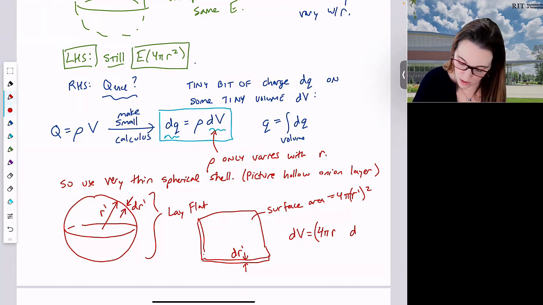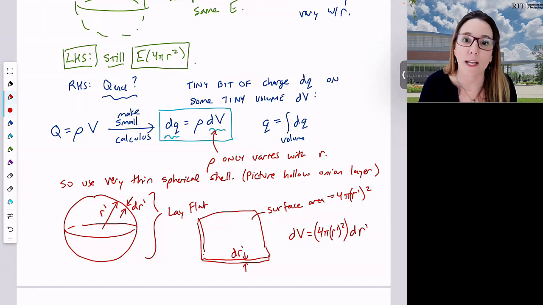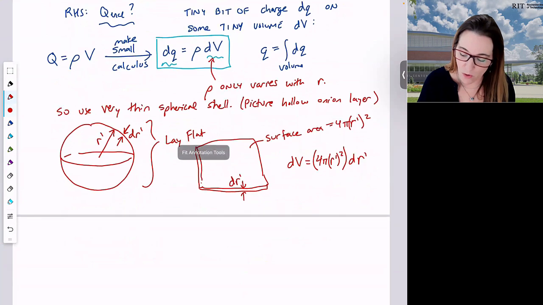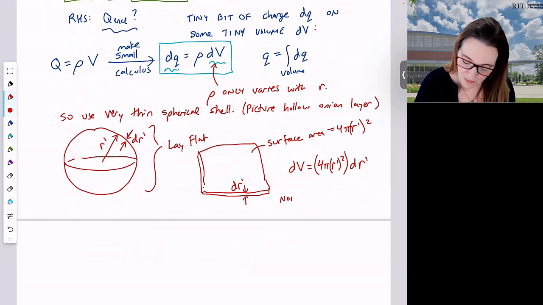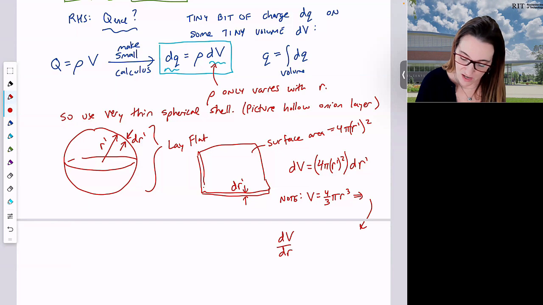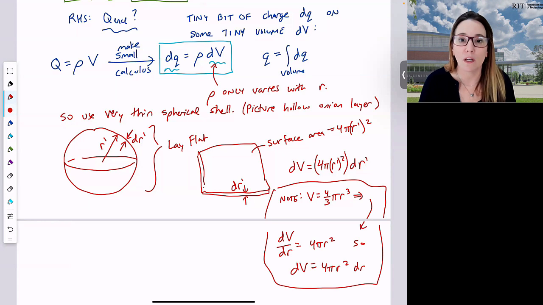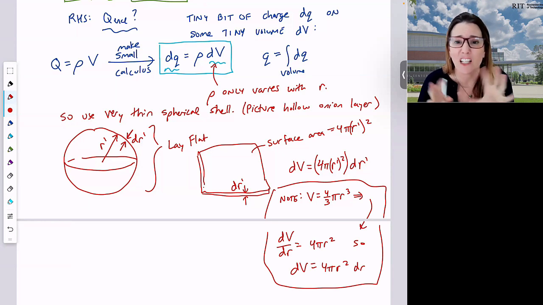And so 4 pi r prime squared times dr prime. And so that's the tiny bit of volume that I can use from this. Some people also like to derive that because we can say that volume equals 4/3 pi r cubed. And so you can then get that dV/dr is equal to 4 pi r squared. So dV equals 4 pi r squared dr. So that's just a different kind of derivation of the same thing, but I think it's important to be able to picture these onion layers.